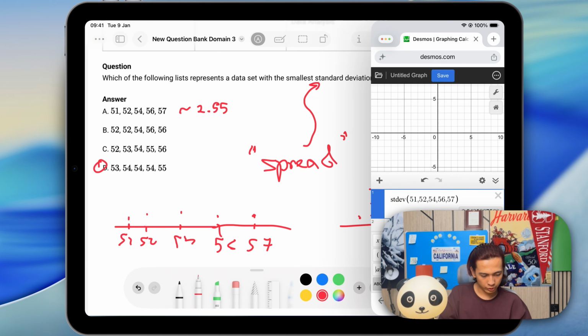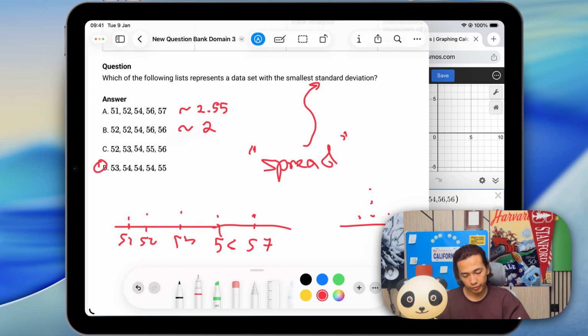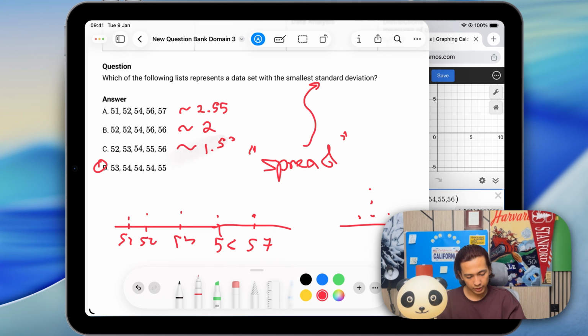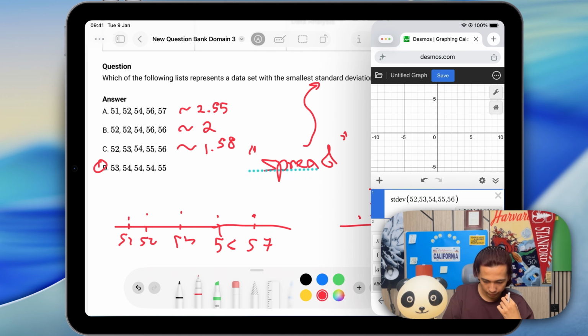Option B, we're going to check. You're going to have 52, 52, 52, 52, 54, 56, and 56. It's going to be better than option A because it's closer. Oh, it comes down to a perfect integer value. And then you have option C: 52, 52, 53, 54, 55. It's a bit spread. Oh, it's actually better than option B, because you have two distances there. So it's going to be 1.58.